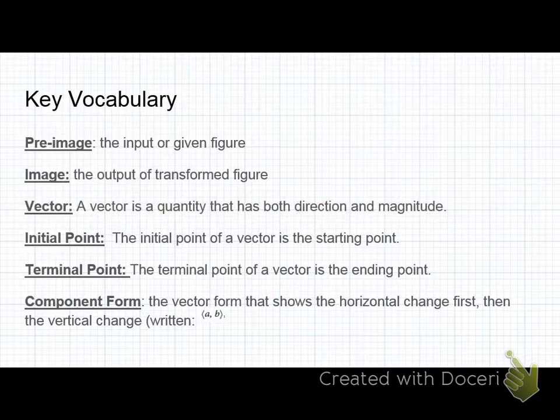Okay, the next thing, when we think about vectors, or a plane or an object moving, there's the initial point, which is the starting point. You don't need to write this down, and then terminal point means where the object ends. So terminal always means end. Initial means beginning. That's all you need to know on that. You don't have to write those 2 down. And then component form is the vector form that shows the horizontal change first and the vertical change. And we're going to talk about that.